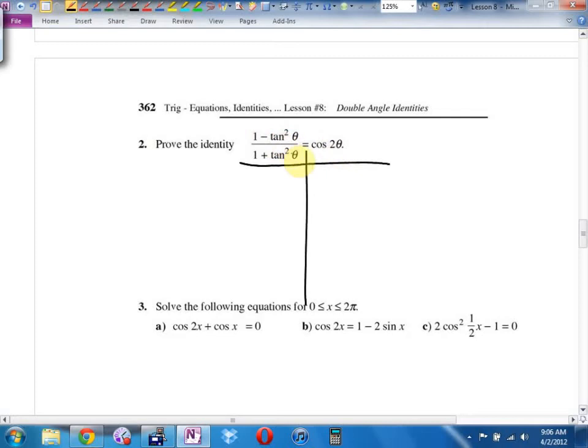Any suggestions? What can I try on the left-hand side? Can I cancel out the tan squareds? No, these are the ones where it's really tempting. Spencer, oh hey, that's just 1? No. So anything I can do on the left-hand side? What do you think? Replace the 1 plus tan squared with secant squared? Sure, why not?